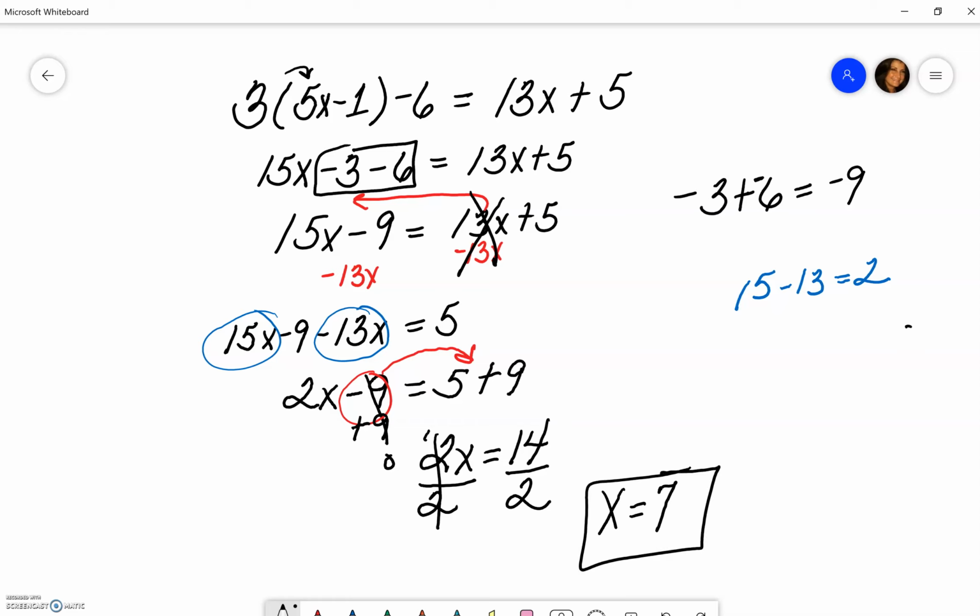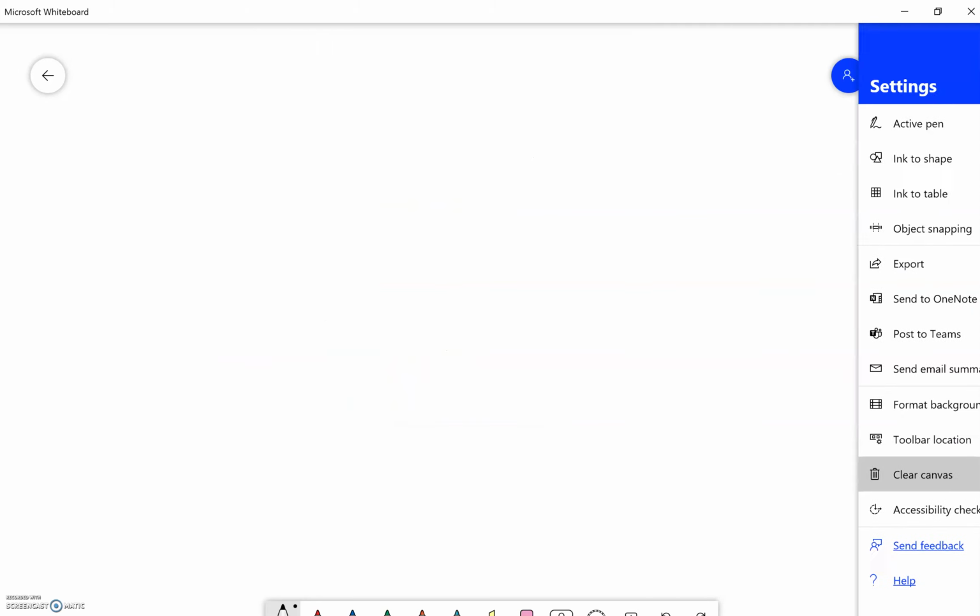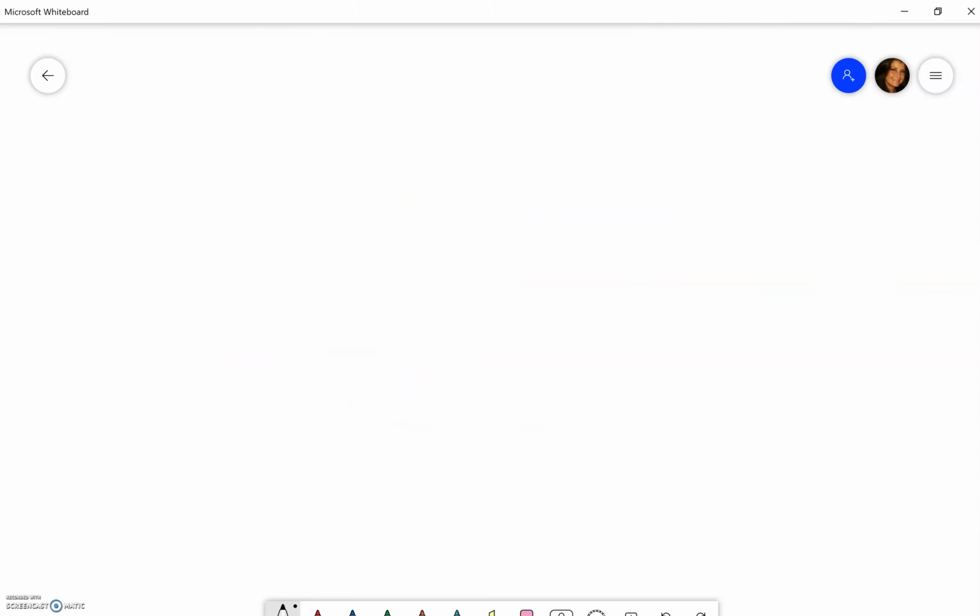All right, let's try another one. How about if we have something like this? If we have a negative 15 minus a negative 8, and that's equal to x over 10.